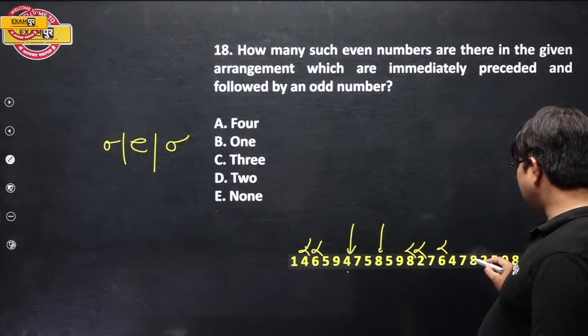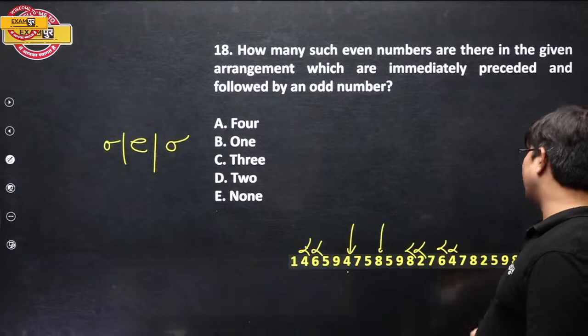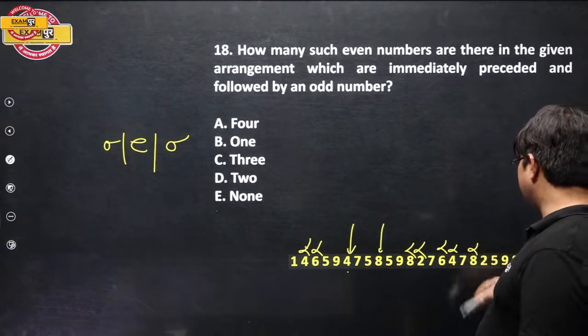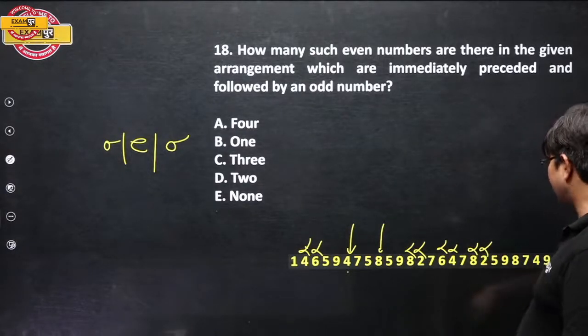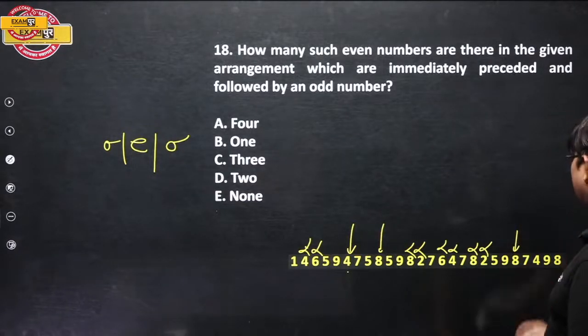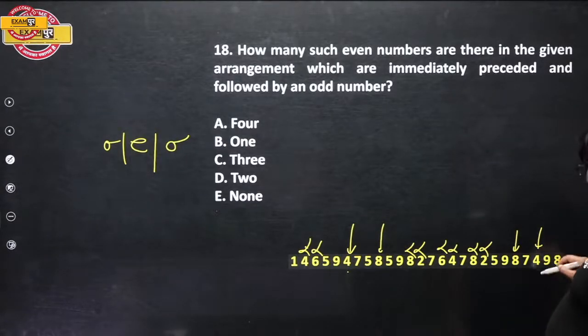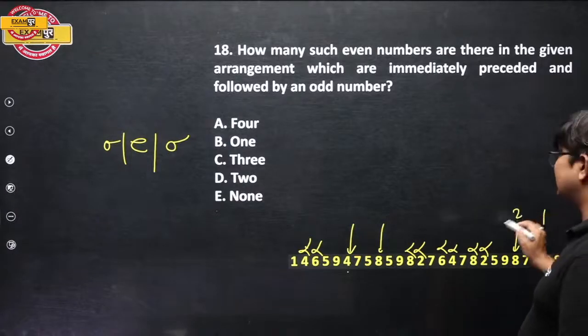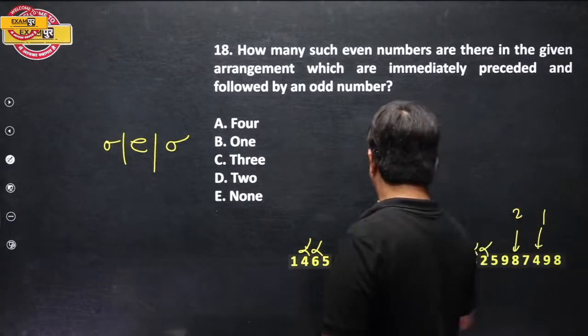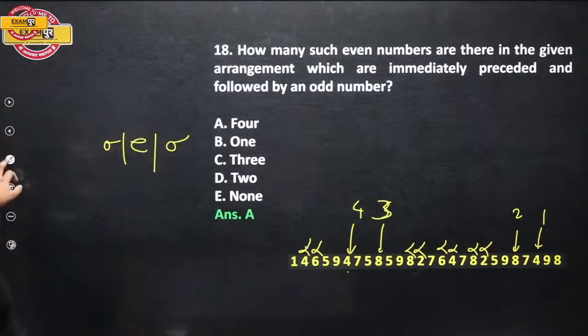This even number is also not preceded by an odd number. This even number is not preceded. This even number is preceded as well as followed by an odd number. This even number too. And this number is preceded by an odd number but not followed. So how many such instances are seen? 4 such instances. And therefore the right answer is option A, that is 4.